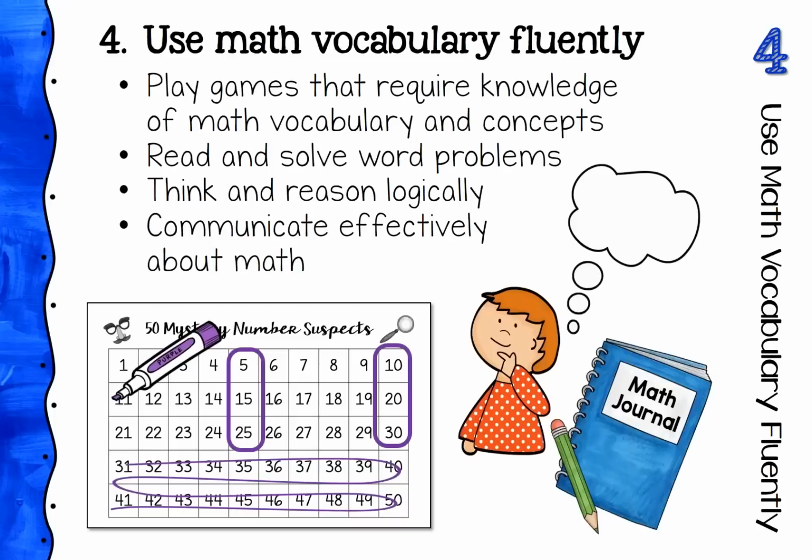And speaking of fluency, the fourth strategy is to use math vocabulary fluently. So have the kids play games that require knowledge of math vocabulary and concepts. Have them read and solve word problems. They need to think and reason logically, communicate effectively about math. This is all in that final stage of them using that math vocabulary fluently. So the mystery number game kind of is at that higher level of practice.